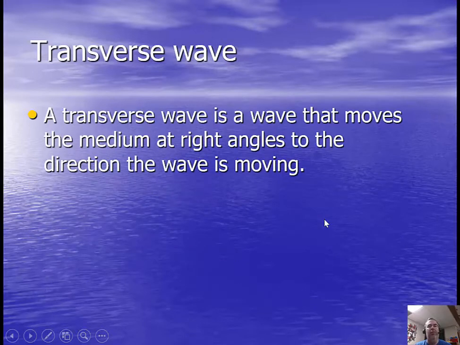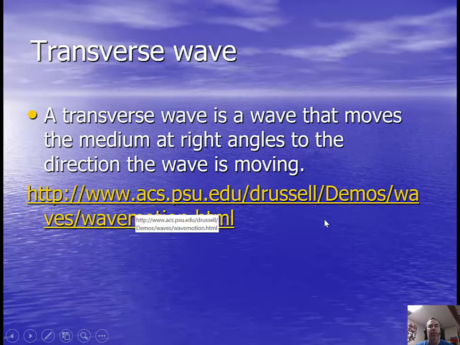A transverse wave is a wave that moves the medium at right angles to the direction in which the wave is moving, or to the direction in which the energy is moving. So when you think of a right angle, okay, one is going to be moving up and down while the other one is going to be moving horizontally. Okay, so it moves that medium at right angles to the direction in which that energy is moving.